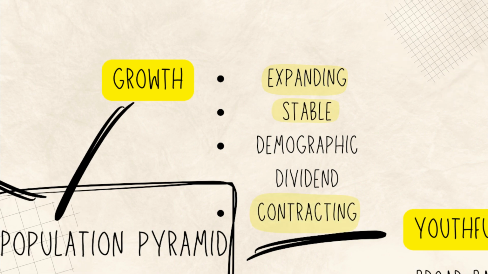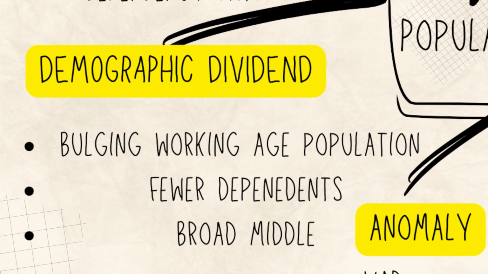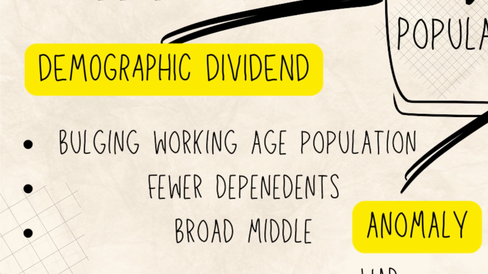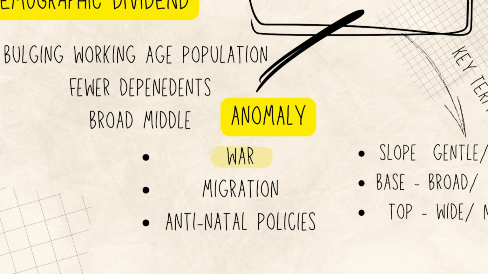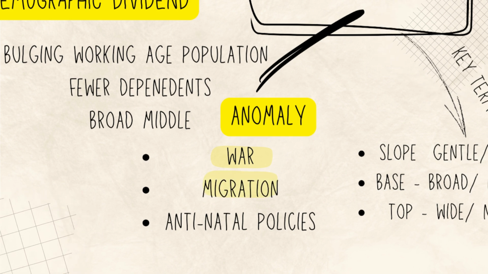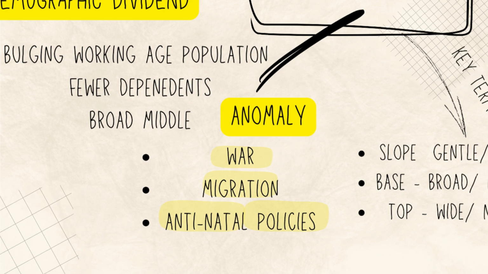A bulge in the working age group? That could mean a demographic dividend. Anomalies between male and female populations can reveal deeper causes, like war affecting men, economic migration drawing out women, or birth control policies shaping entire generations.